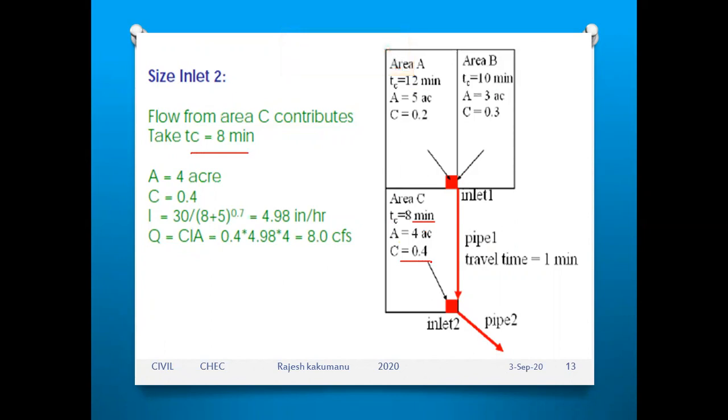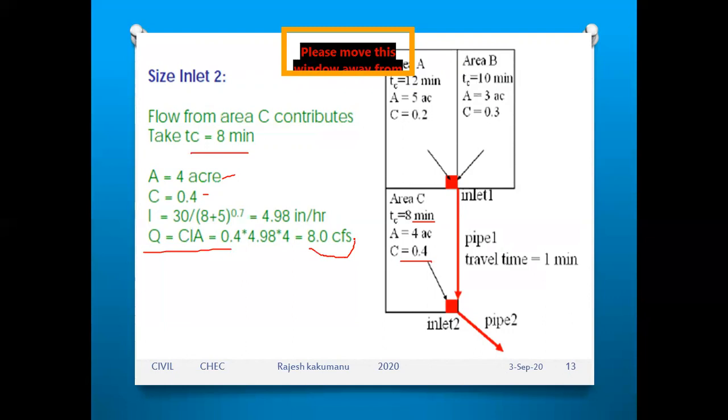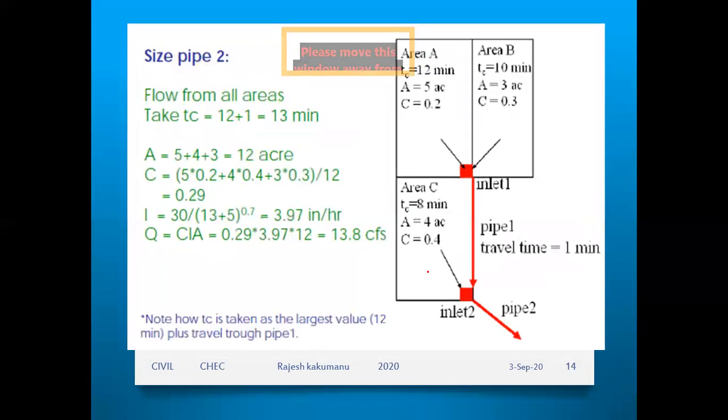I is equal to the same formula, 30 divided by 8 plus 5 to the power 0.7, that is equal to 4.98, and applying this in the formula Q is equal to CIA. C is equal to 0.4, I is equal to 4.98, into 4 acres, that is equal to 8 CFS. So inlet 1 is done, inlet 2 is done. Next, what to do? We have to take pipe 2. The same figures are coming in the slides.